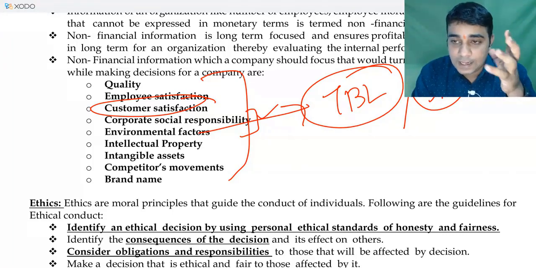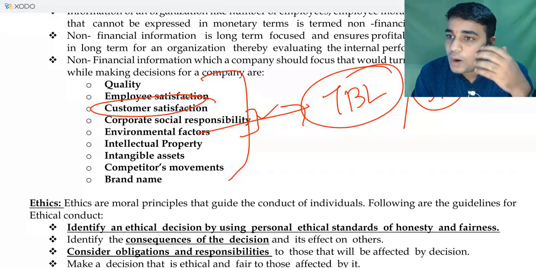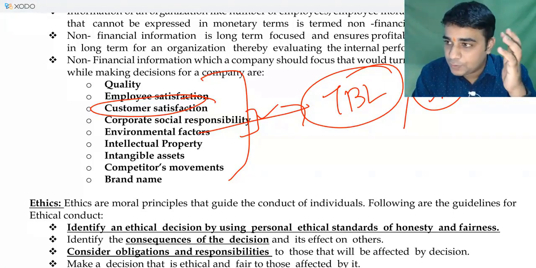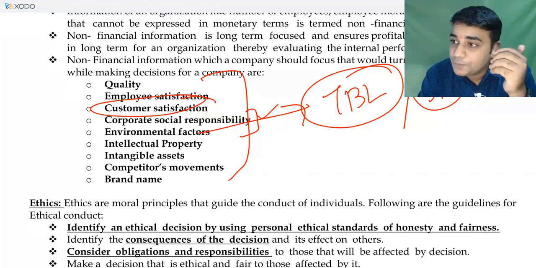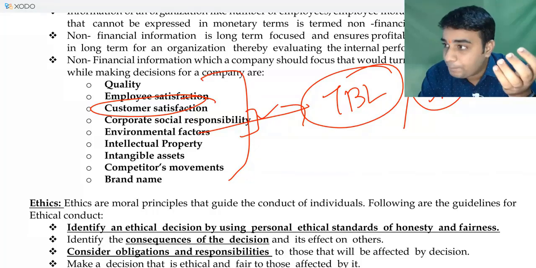What can happen is, assume suddenly a news will come that Walmart is buying products from suppliers who are using child labor. It will become a bigger issue for Walmart. It may not be that big an issue for this company, but it will become a bigger issue for the company which is buying the product from you.